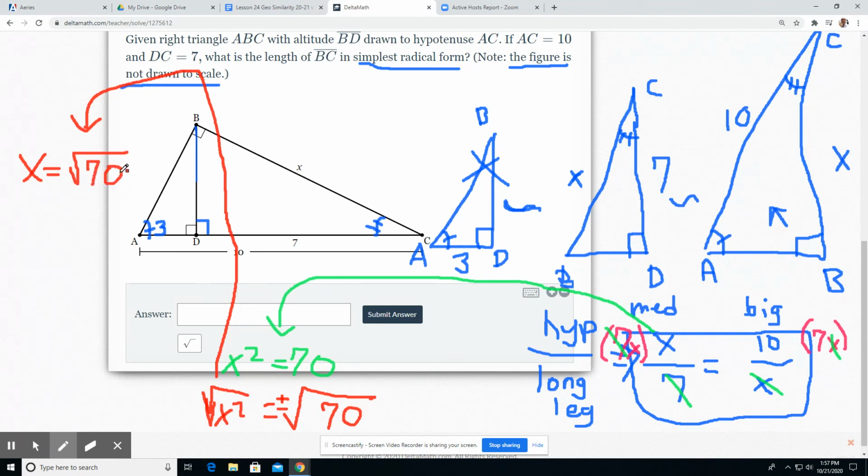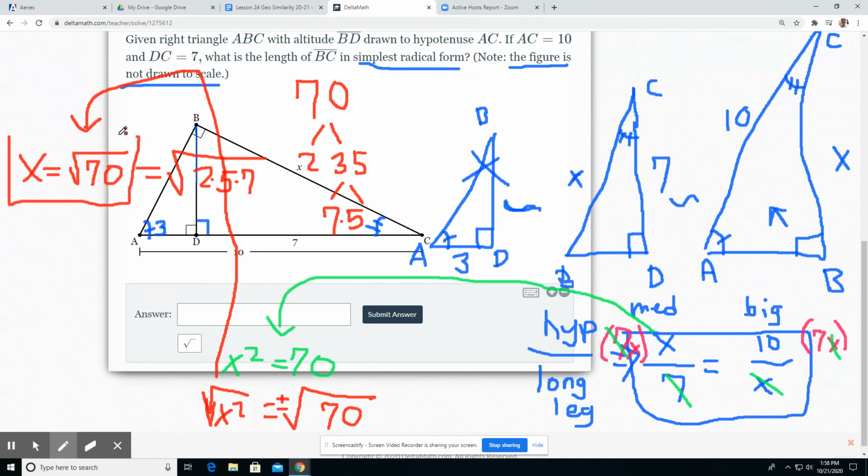Now, does 70 reduce at all? Well, we have to check. What are the prime factorizations of 70? What are all the prime numbers? So that's going to be 2 times 35. 35 is 7 times 5. So there's no matching numbers here. This is equal to the square root of 2 times 5 times 7. If we had a pair of numbers, we can pull it out. But since there's no pairs, that means we are in the simplest form. Square root of 70.